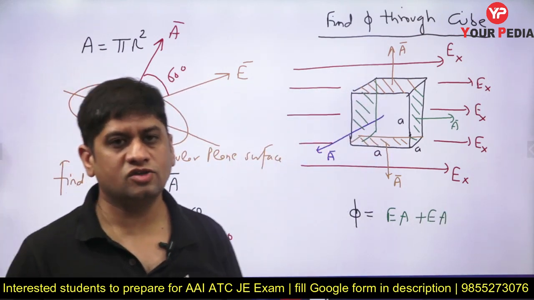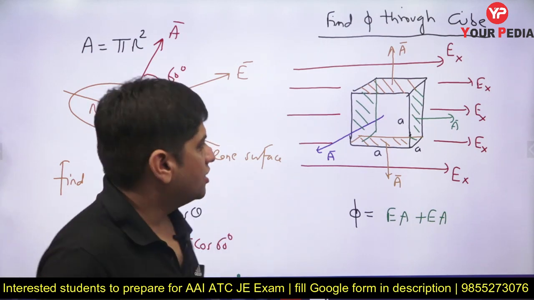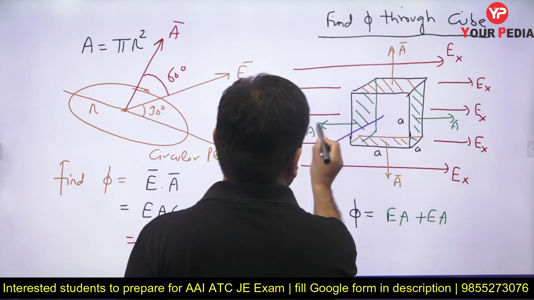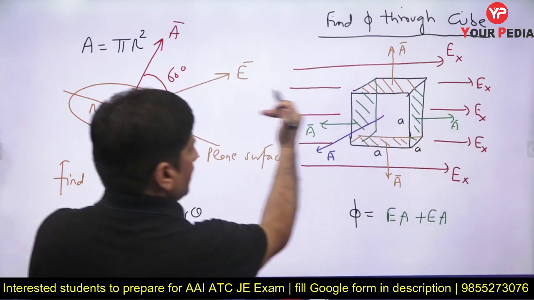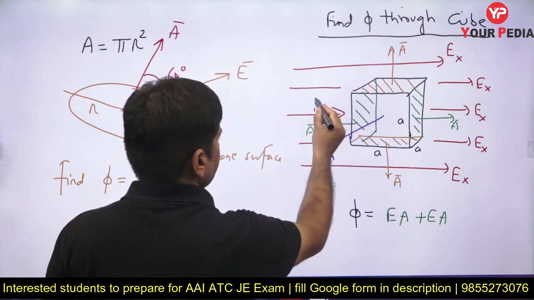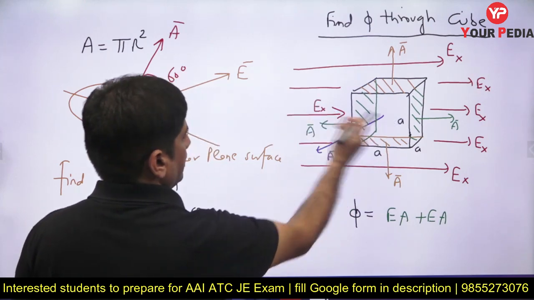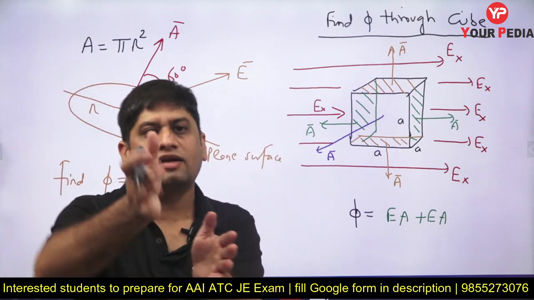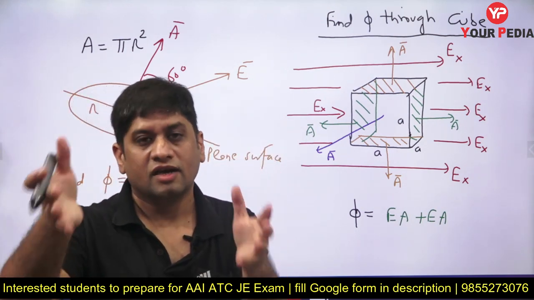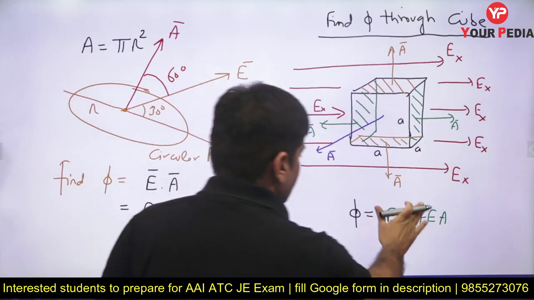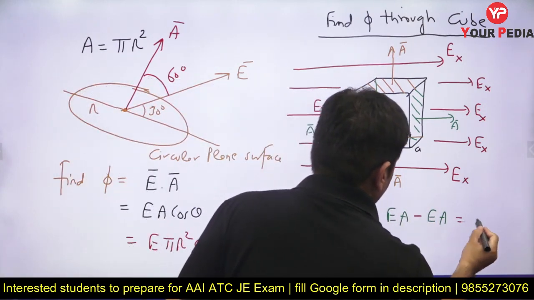Wrong. It is not EA plus EA. In fact, I told you that area in this case will be this one. Electric field is this side, area is this side. See this carefully. Direction of electric field is this side and direction of area is this side. So direction of E and direction of A are opposite, and hence this is cos 180 degree, which is minus EA. So this becomes minus EA, this becomes 0.